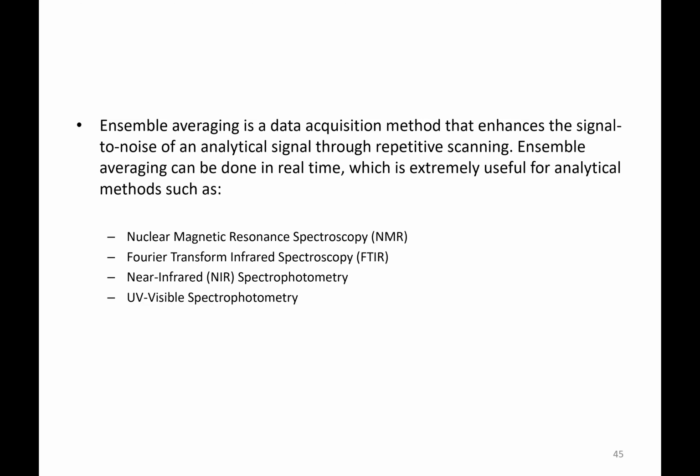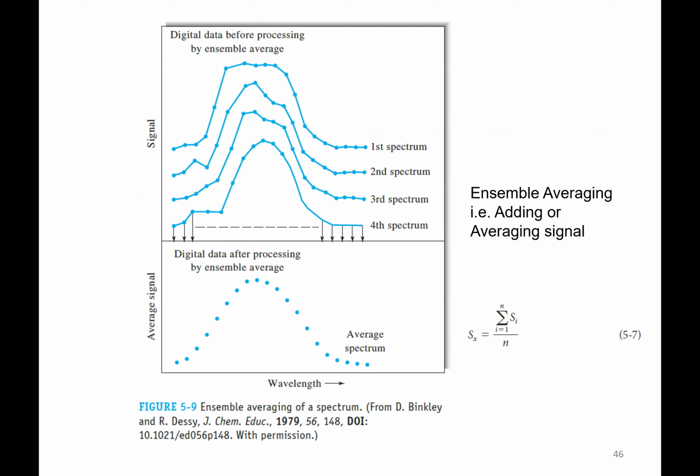So, for example, here we talked about each of these data points. You acquire many spectra and then add them together, average the spectra. So that is what ensemble averaging is all about. So ensemble averaging of a spectrum: you're going to add each of the data points.